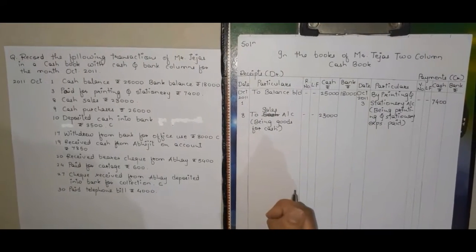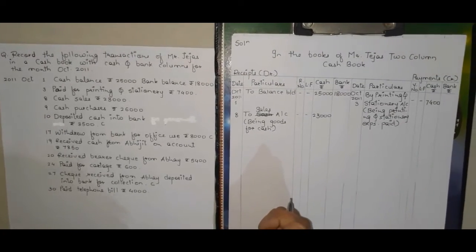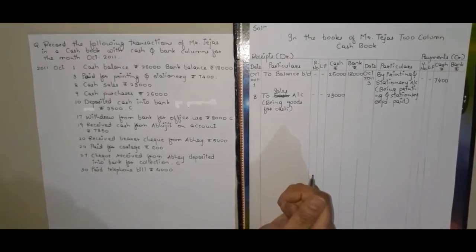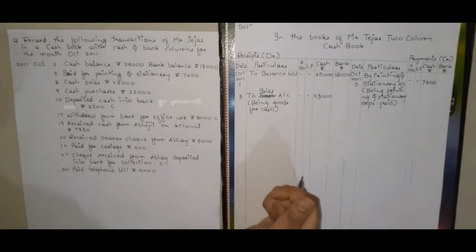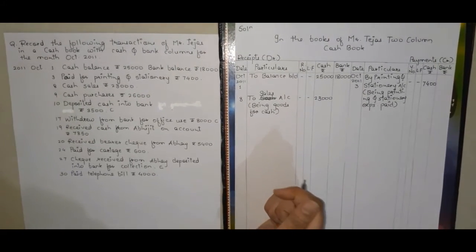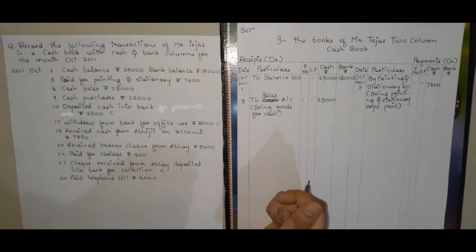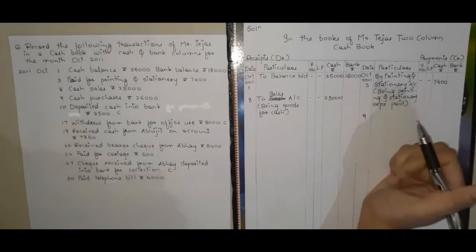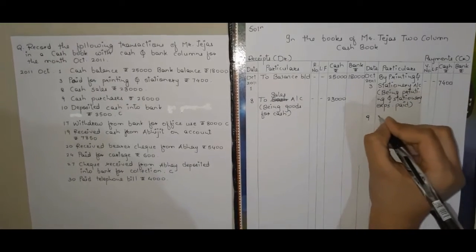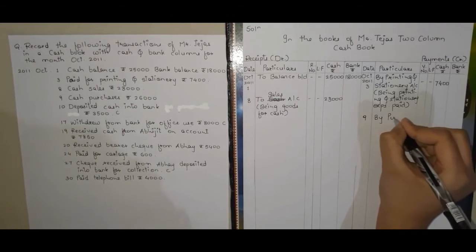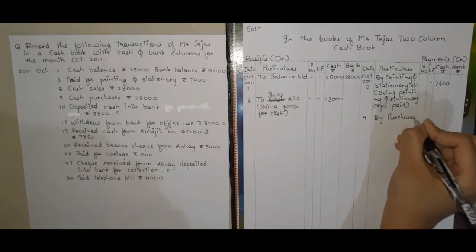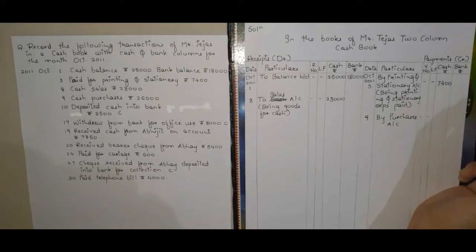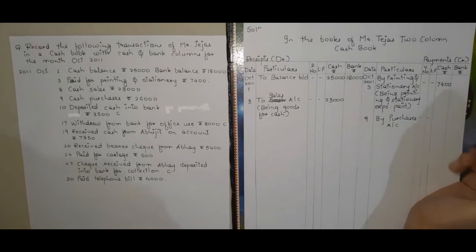Next one, 9th October, cash purchases rupees 26,000. Now this is an expense for us. We are purchasing something and we have made payment for that purchase, so we have to record this transaction on the payment side. What is the date? On 9th October, by purchases account, because we have purchased something. No voucher number, no ledger folio number. What is the amount? 26,000.